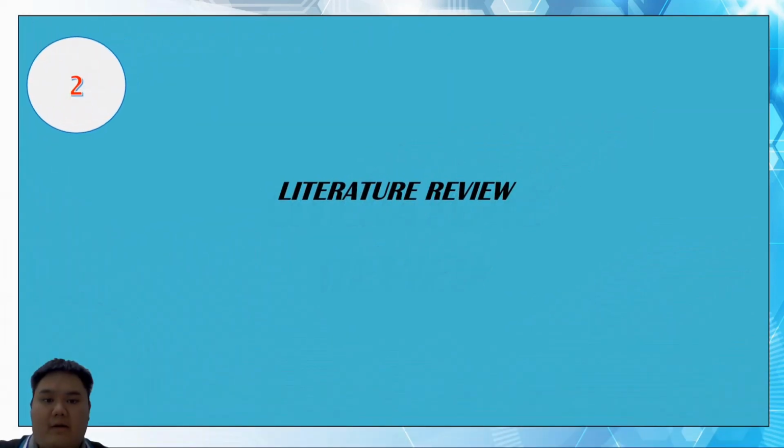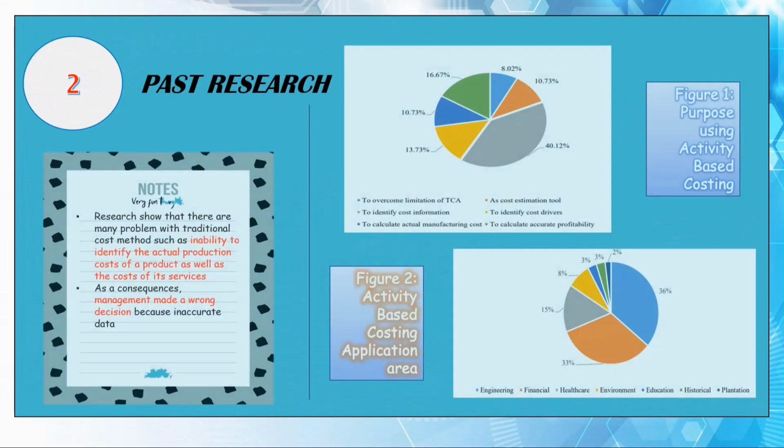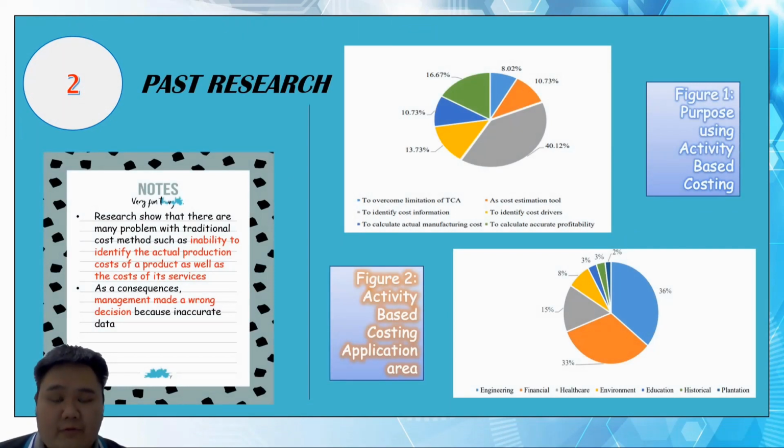Now let's talk about the literature review. Under the literature review, there will be 3 sections. The first section is the past research.